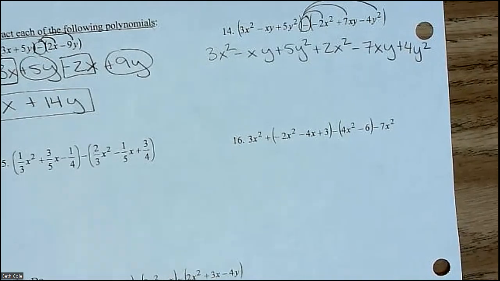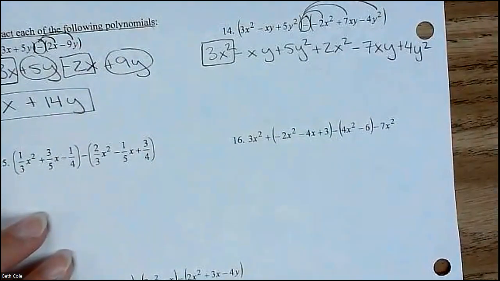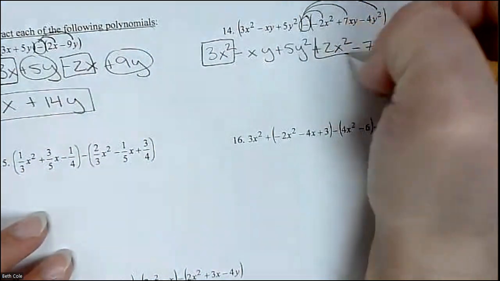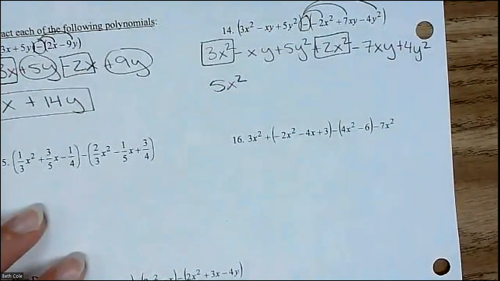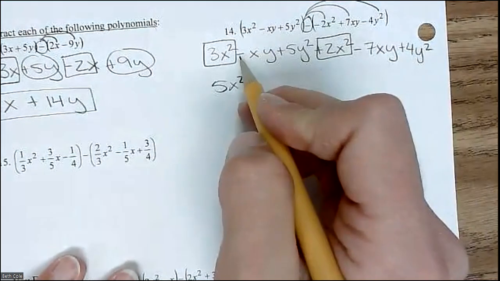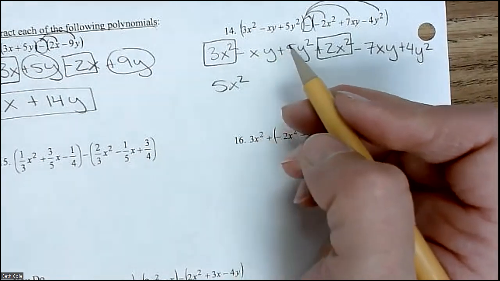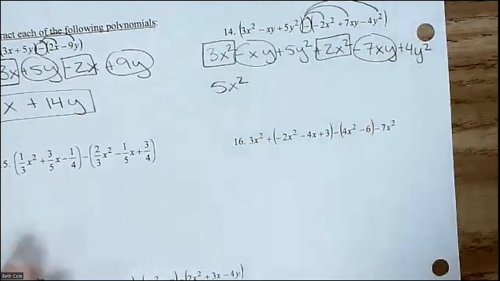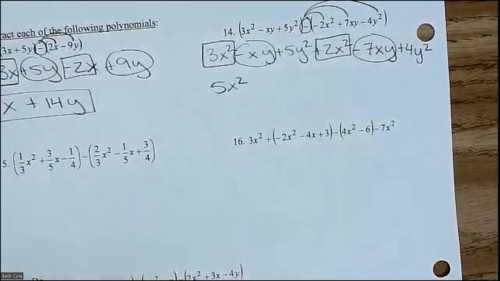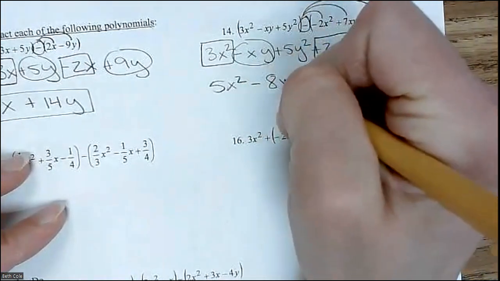Okay. Now we're just going to combine all the like stuff together. I have a 3x squared. Do you see any other x squared? Good. If you add those together, 5x squared. Then we have a minus xy. That's a minus 1xy. Good. So minus xy. Oh, and then a minus 7xy. Now that's tough because they're both negative. If you minus 1 and then minus 7, it's now minus 8.